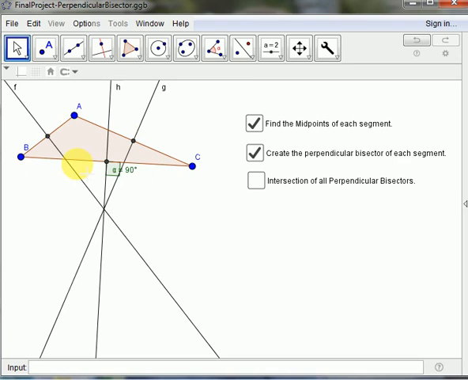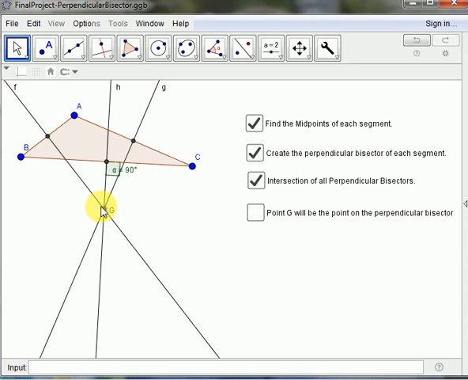Now please notice that we ended up with a 90-degree angle. It shows right there, just to double check. So the intersection of all the perpendicular bisectors would be point G, which we see here.